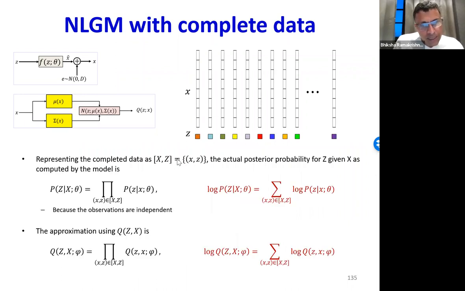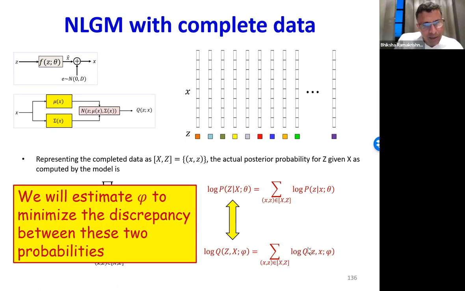So then if I represent the completed data instances as x comma z, then the posterior probability of z given x for all the data instances is going to be the product over all training instances of the p of z given x for every single training instance. If I take the log likelihood of this, it's going to be the sum over all training instances of log of p of z given x. The corresponding approximation is going to be the sum over all training instances of log of q of z given x, right? And so the error is going to be the discrepancy between these two guys.